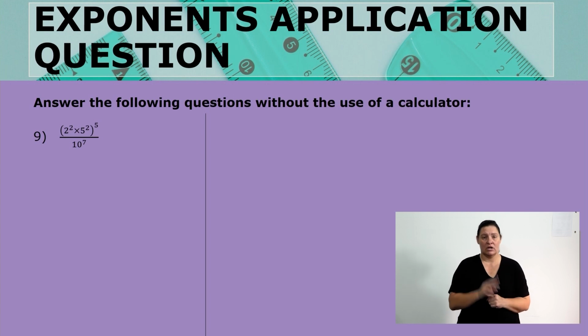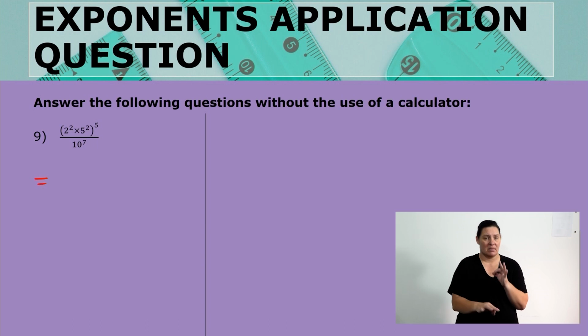So we have there 2 squared multiplied by 5 squared, and this product is raised to the exponent 5. This is all divided by 10 to the exponent of 7. Remember, if we have the same exponent, this means that we can multiply the bases.